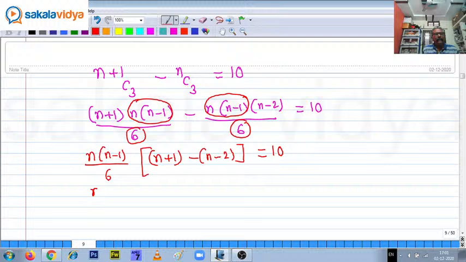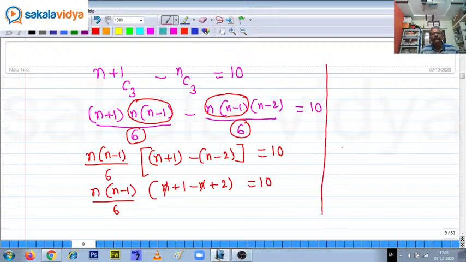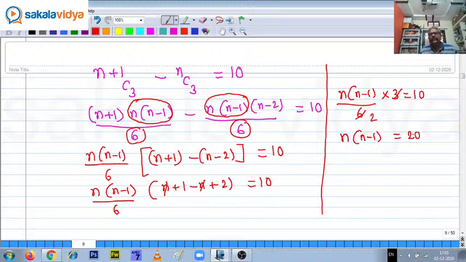Okay, so now n times n minus 1 by 6. Simplify: n plus 1 minus n plus 2 equals 3. We have n times n minus 1 upon 6 multiplied by 3 equal to 10. Three ones are 3, three twos are 6. Cross multiply: n times n minus 1 is equal to 20. Now we need to express 20 as a product of two consecutive integers. That we can write as 5 times 4. That's why n equals 5.